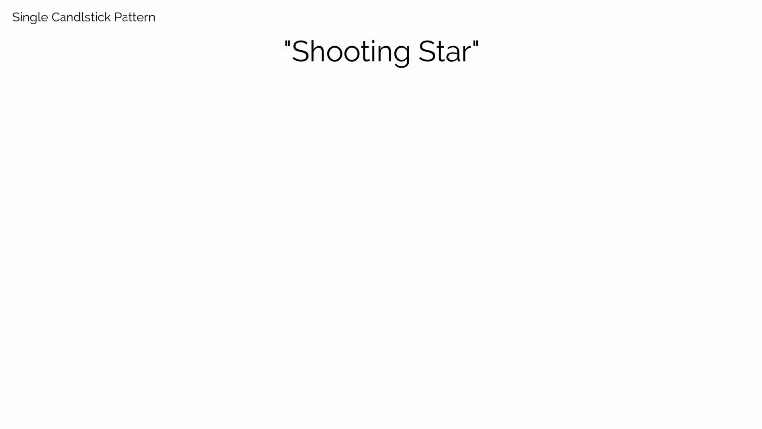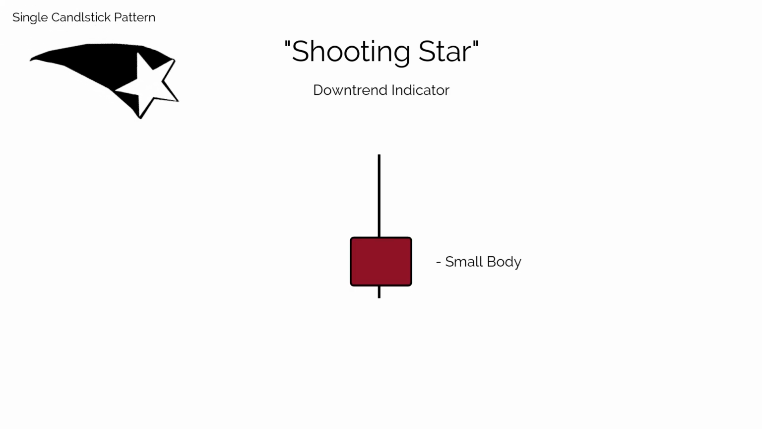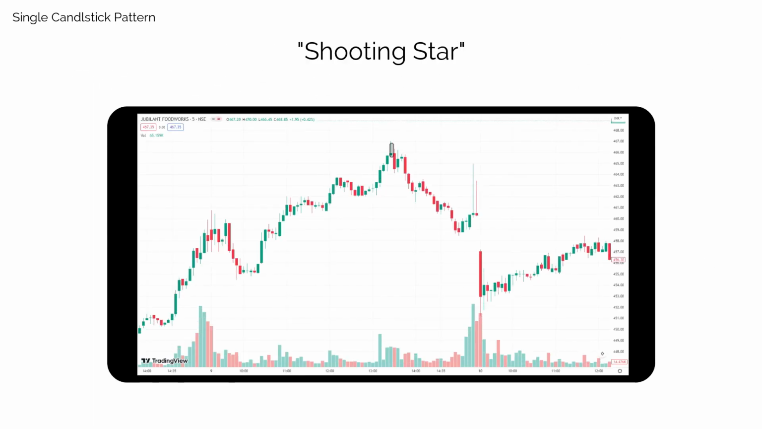Shooting star is a downtrend indicator. Shooting star has a small body with a longer upper shadow and a shorter lower shadow. The body color can be red or green. Shooting star forms at the top of the uptrend and leads to the formation of a downtrend.